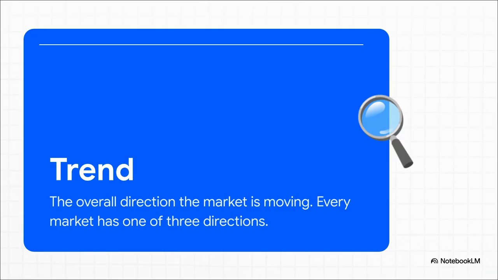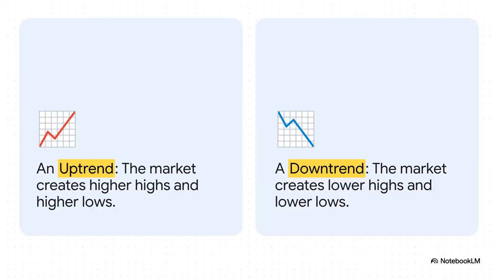Same thing here. So you've got 2 main directions, and they're pretty self-explanatory. An uptrend is when the price is consistently climbing, making a series of peaks and valleys that are each higher than the last. A downtrend, you guessed it, is the exact opposite. The price is falling, making lower peaks and lower valleys. It's a simple pattern, but learning to spot it is one of the most powerful skills you can have.